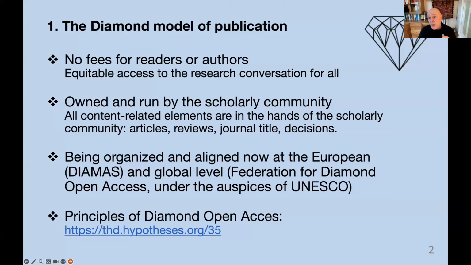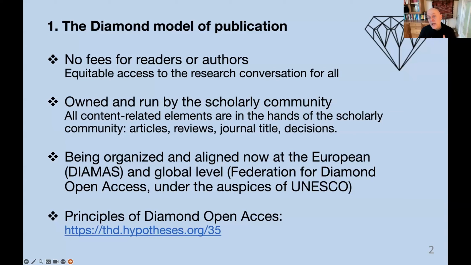This is a model that is developing very quickly now, because funders and universities have realized that the costs for gold open access are rising tremendously. In France, for instance, they have realized that if they continue on this route, in 10 years they will pay 3 times as much for APCs as they are doing now. So there is increasingly also an economic argument for diamond open access.